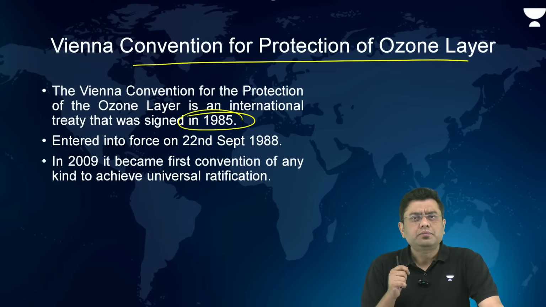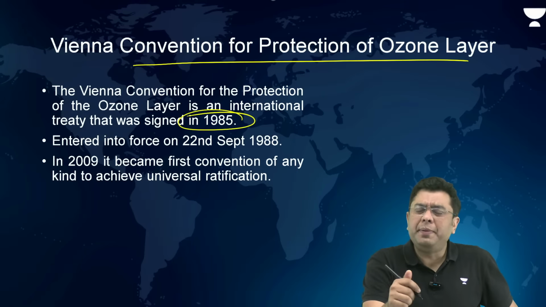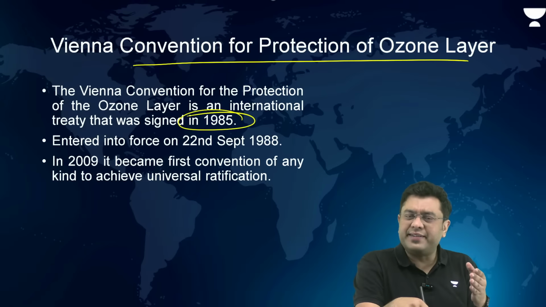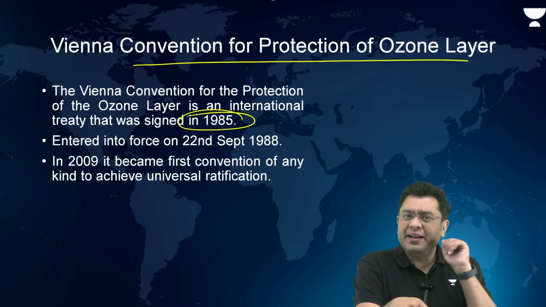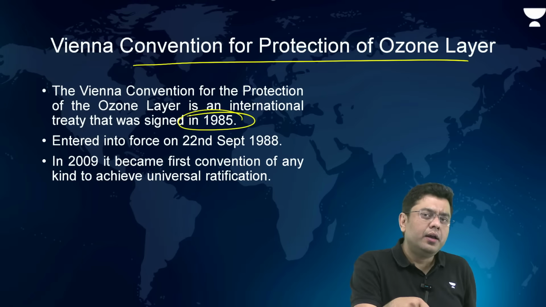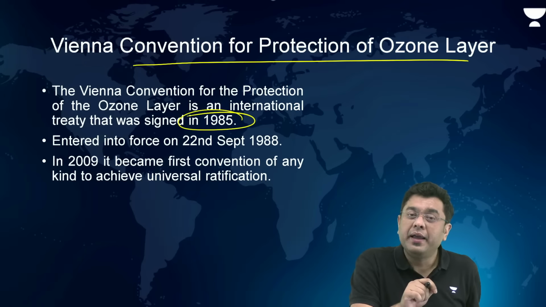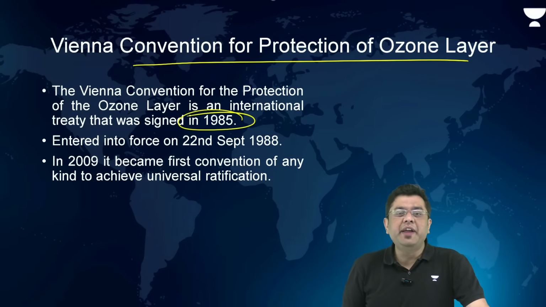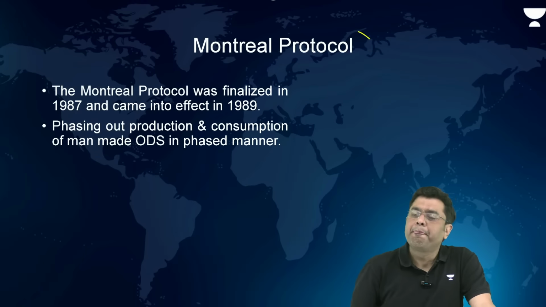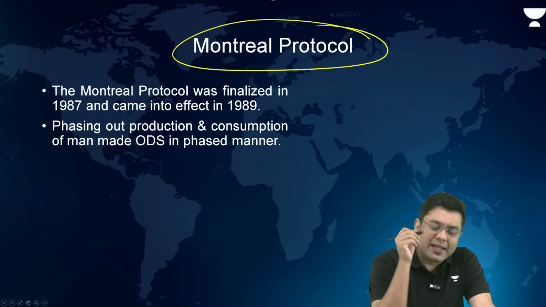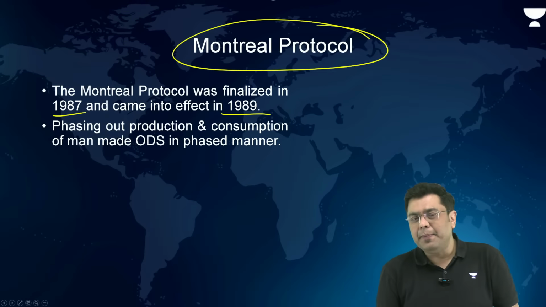Now, for the protection of the ozone layer, you need the ozone depleting substances like CFCs, etc. to be banned, their usage to be prevented in a timely manner. So, for that, what would be needed? A protocol would be needed. And the protocol for the Vienna Convention is what we know as the Montreal Protocol. Montreal Protocol was finalized in 1987 and came into effect in 1989.